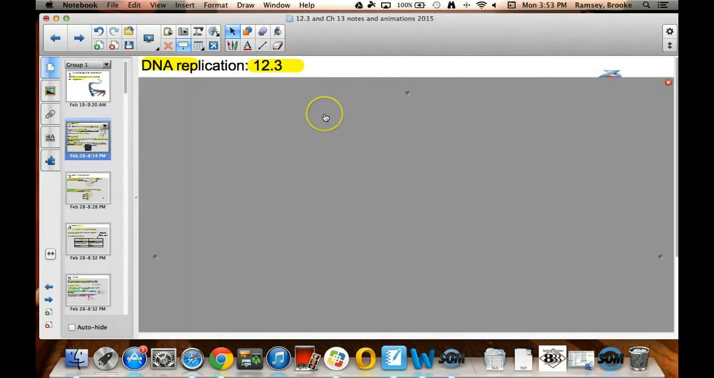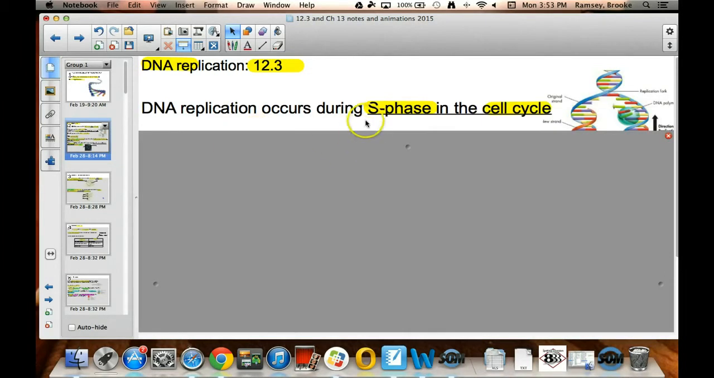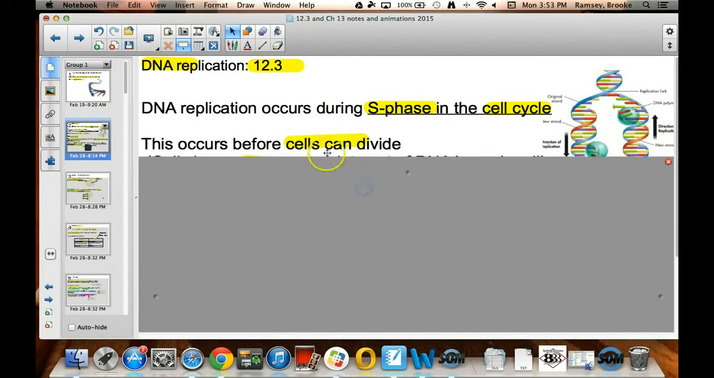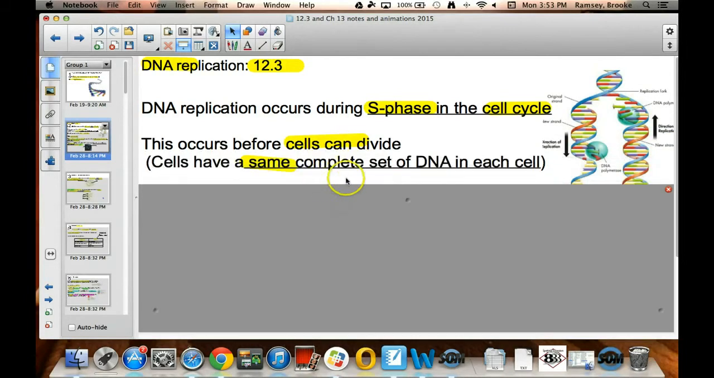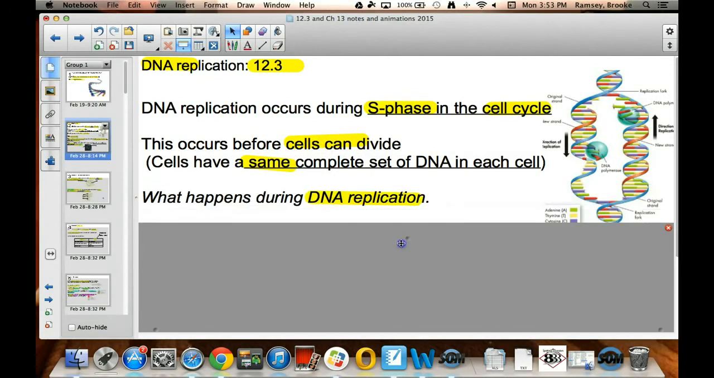So moving right into chapter 12.3, we're looking at DNA replication. Think back. What does this word replicate mean? You got it right. It means we are going to copy our DNA. And think about, when does this happen in the cell cycle? So replication is going to happen during our S phase, and we have to copy the DNA so we can provide the new cell that's created the same complete set of DNA. I kind of think of it as like an instruction manual so it can function.